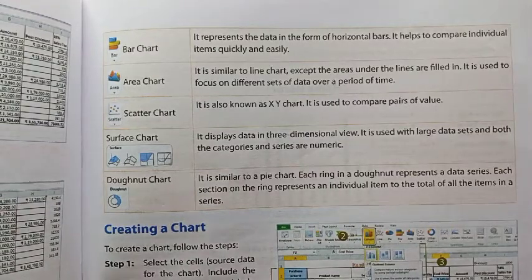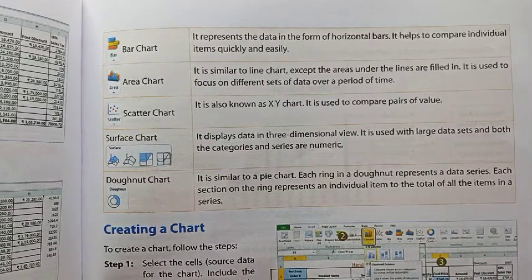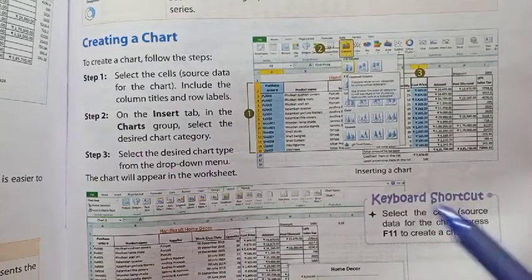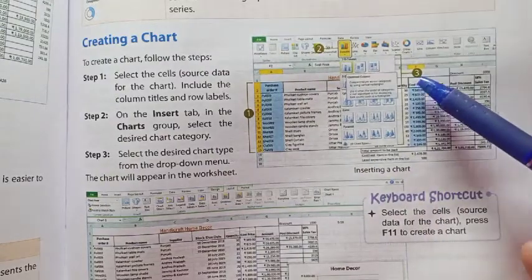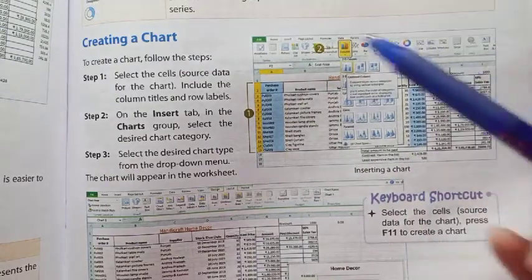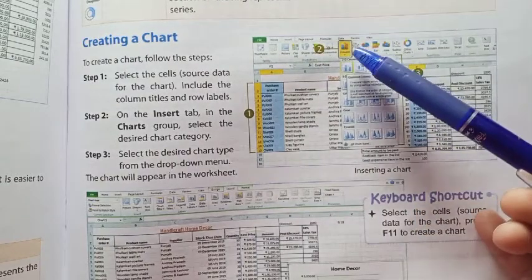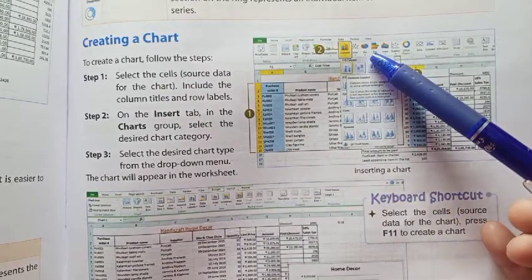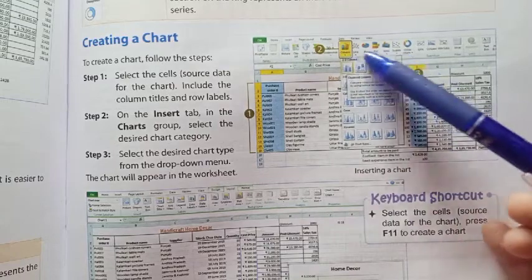Now the question appears, how to create the chart. Creating a chart is a very simple process in Excel. Let us see how we can do that. To create the chart, first you need to select the data on which you are going to create the chart. Then go to the Insert tab. In the Insert tab you will find the Charts group, where a number of charts are shown.